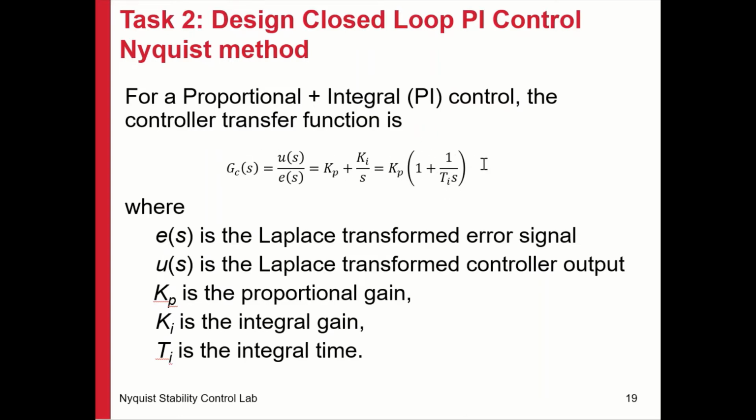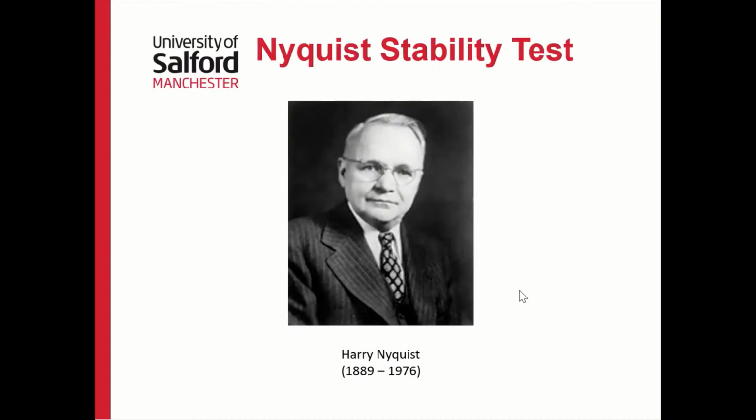This is one format, this is another. I suppose this one's in, you could argue, time constant form, whereas that one's in pole form. And in this controller, U is the output from the controller, E is the error. And our job really is to find Kp and Ki. And the method obviously comes from Nyquist.